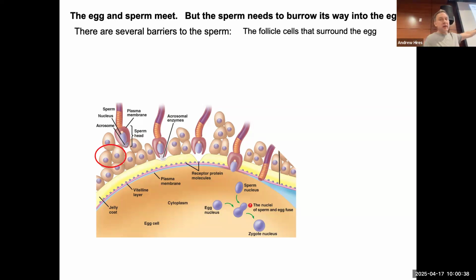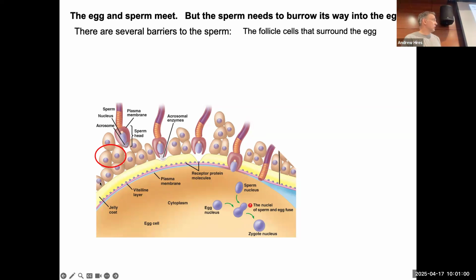So those follicular cells are surrounding the egg. They need to get digested away, and they need to be penetrated by the sperm. And multiple sperm are going to be trying to do that at the same time. They're all competing to get in there once they reach there. And their digestive enzymes are working together to get past that initial barrier.